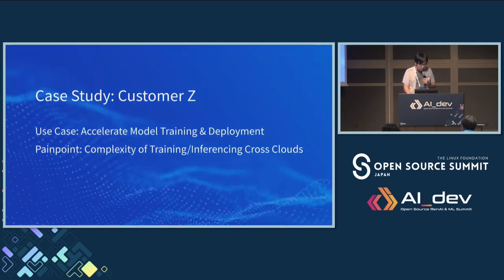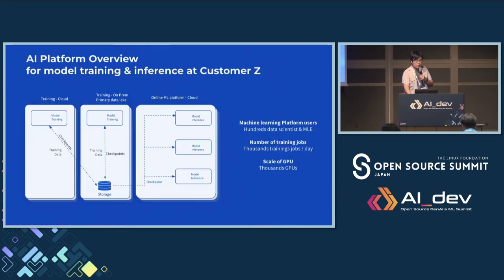Okay. So much for the technical discussion, but I also want to show how in the real world people can use a layer like this to benefit their machine learning platform. I'm using one customer, I call this customer Z. This is a public company, and they have pain points with the complexity of building the training platform and inferencing across different clouds, because they are really embracing the hybrid cloud use case for their machine learning platform. This is how it looks.